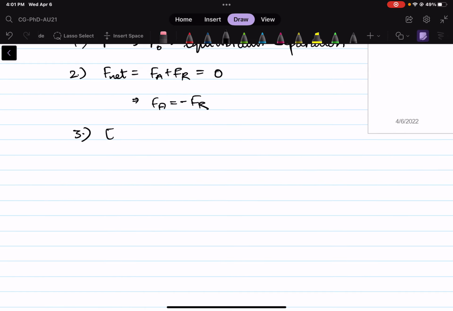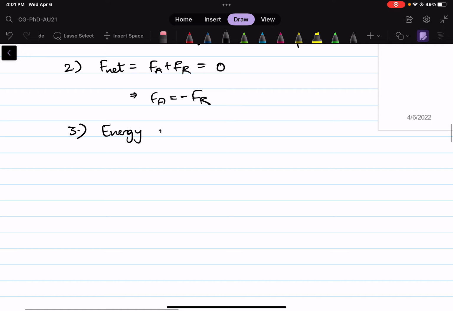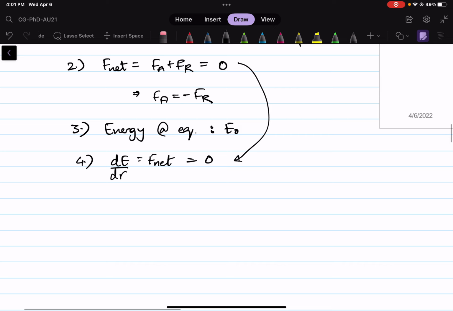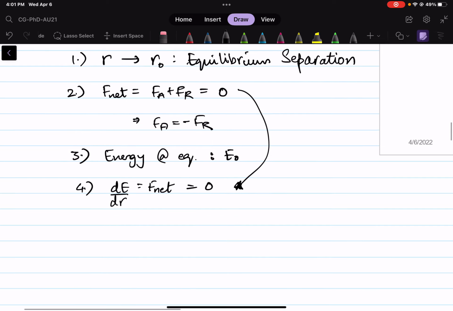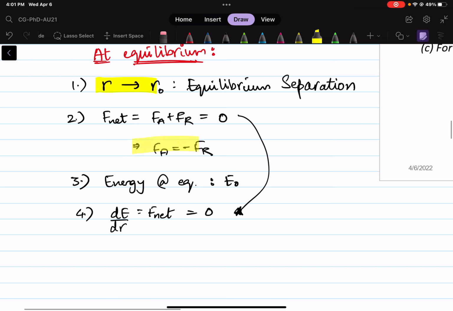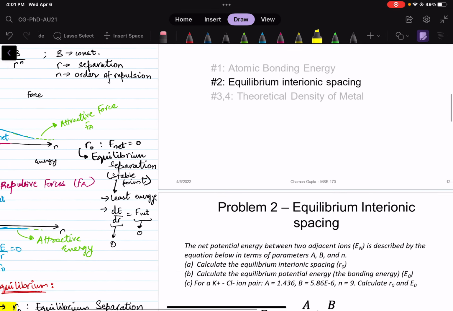And the third point, energy at equilibrium is referred as E naught, and if you remember the fourth point, dE over dr, which was F net, is just equal to 0, because again from this point your F net is 0. And this is how you can solve any problem with these four conditions. So let's do a quick example solving these problems.